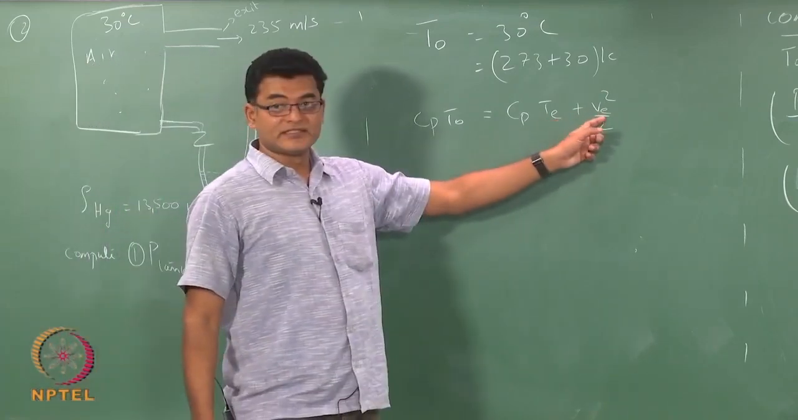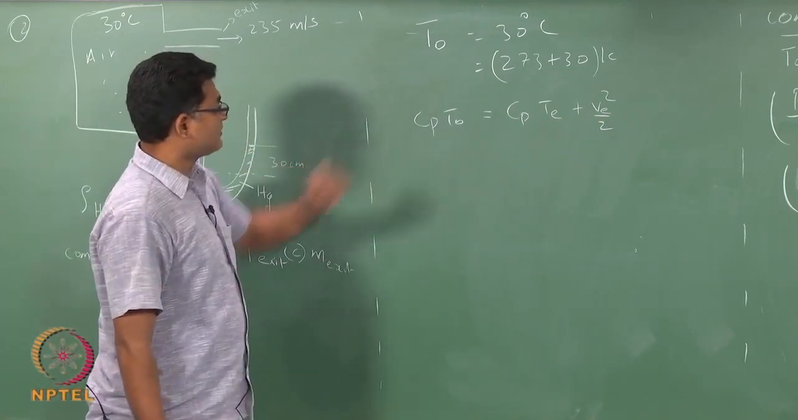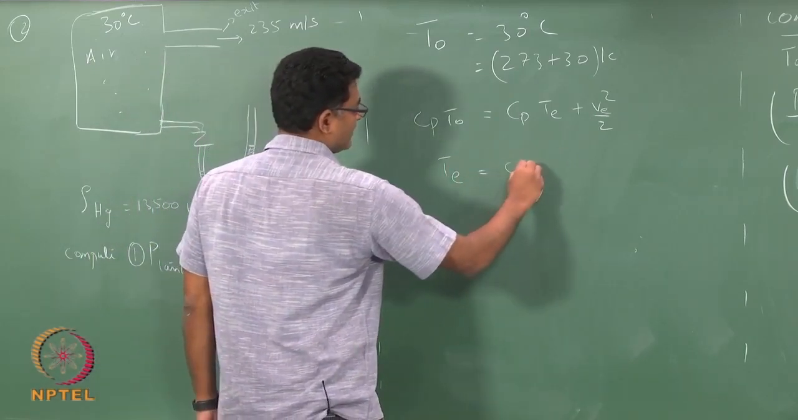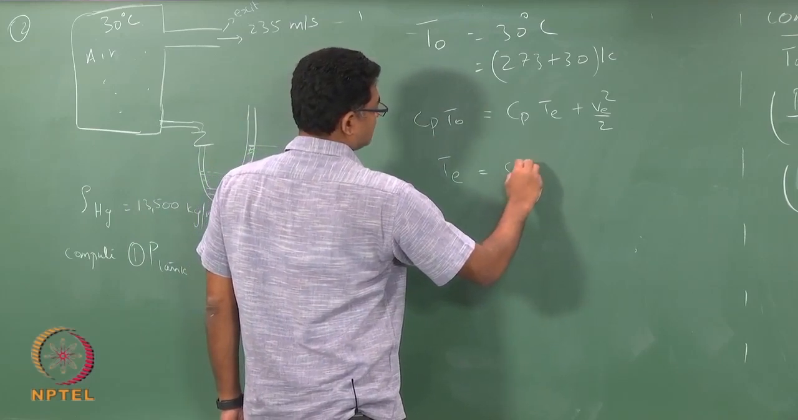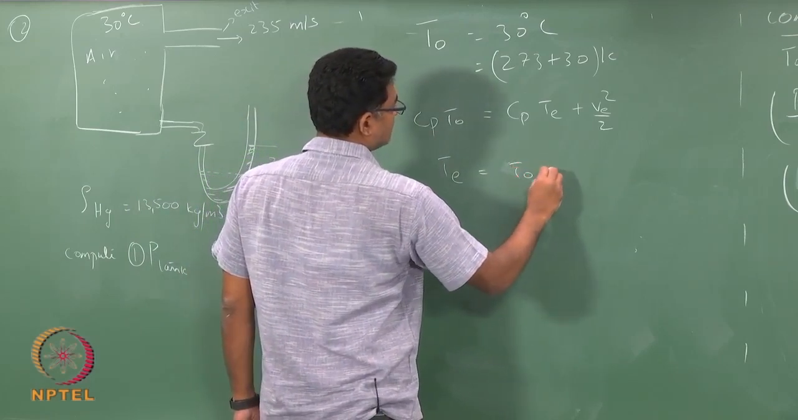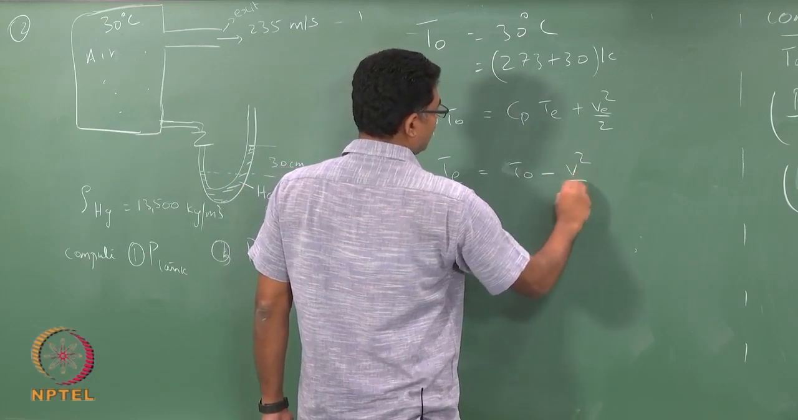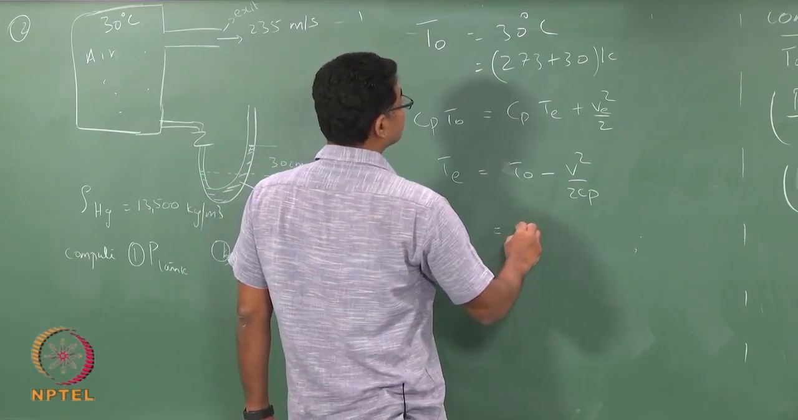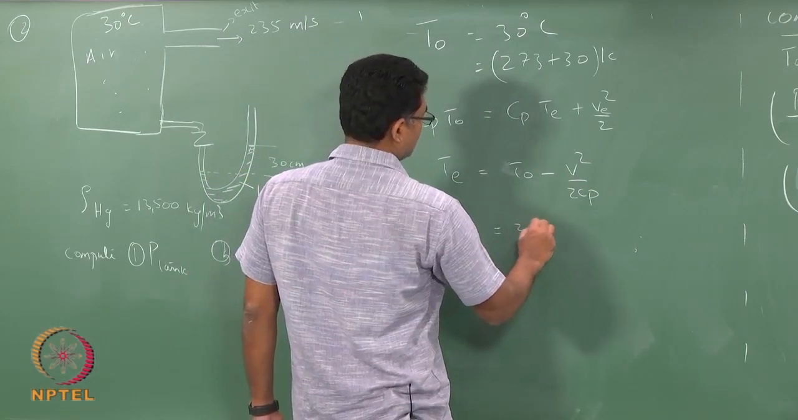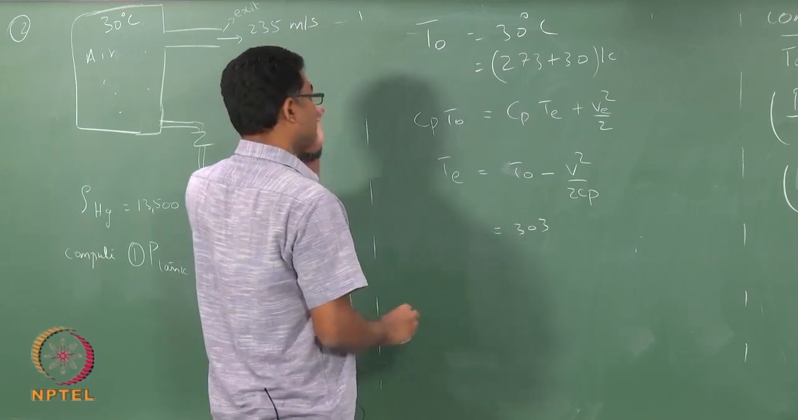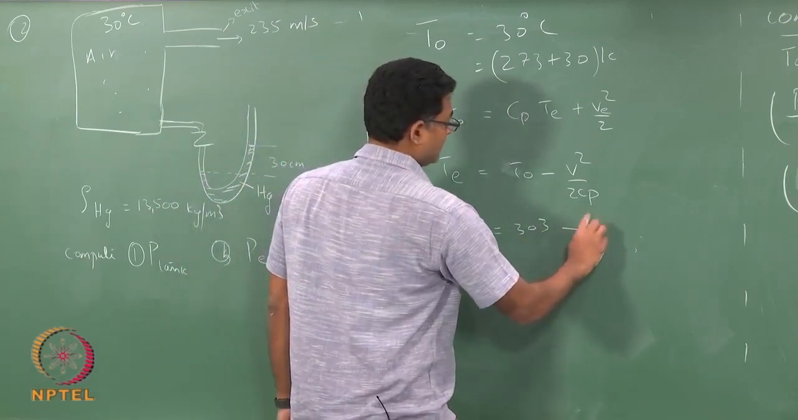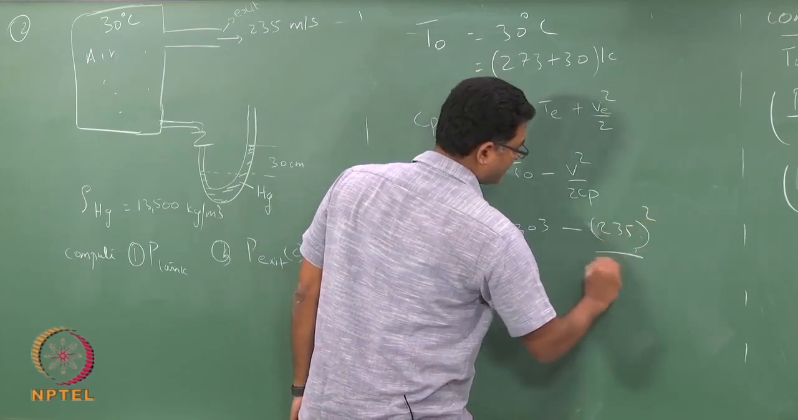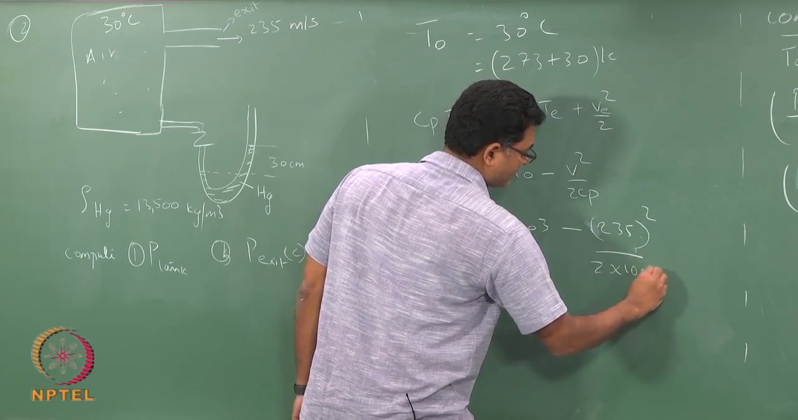So, velocity at the exit is given, stagnation temperature is given. So, you can find your T exit to be T0 minus V square by 2 Cp, which is 303 minus V square, which is 235 the whole square, by 2 into 10.05.